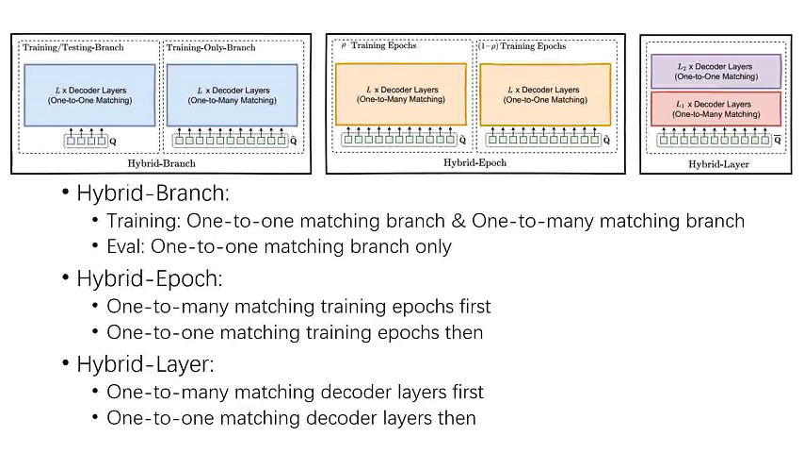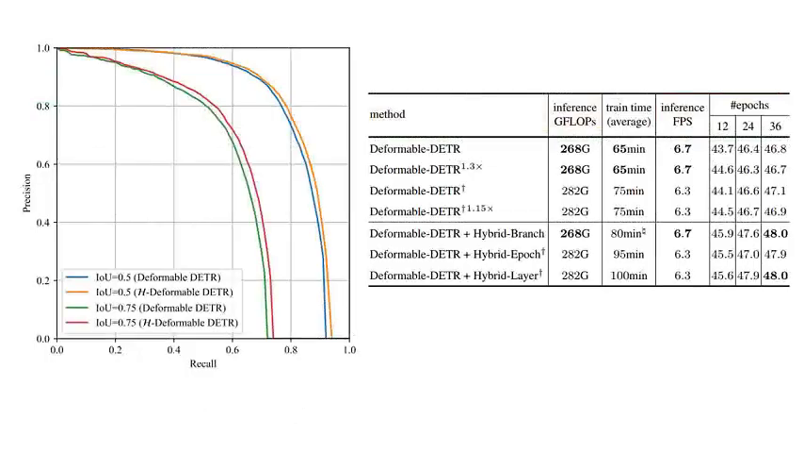In the hybrid layer scheme, we also maintain a single group of queries, just like the hybrid epoch scheme. Instead of performing different matching strategies across different training epochs, we apply one-to-many matching on the predictions output by the first certain transformer decoder layers, and one-to-one matching on the predictions output by the remaining transformer decoder layers.